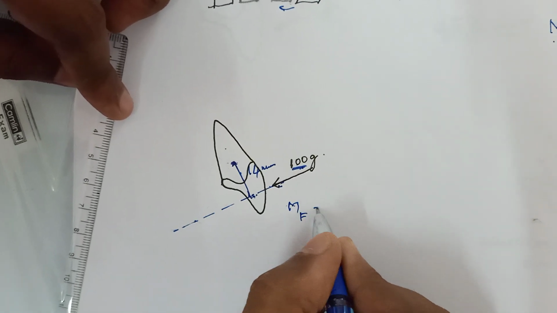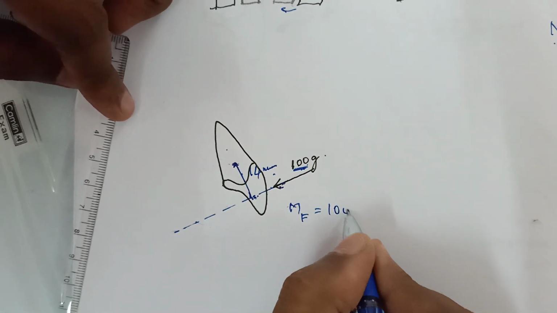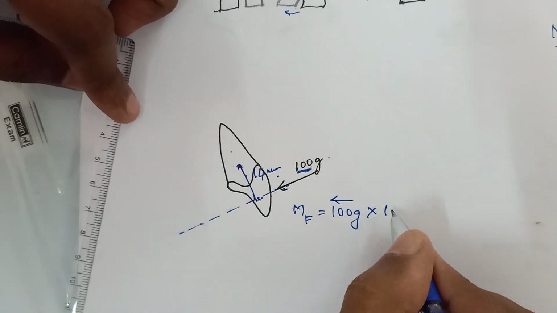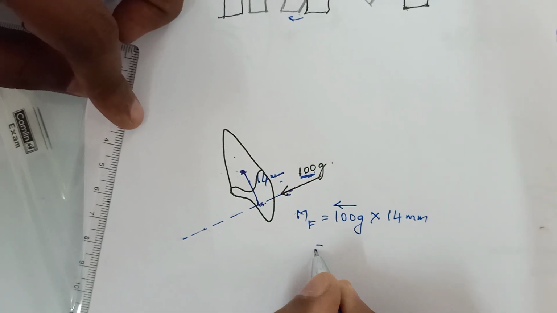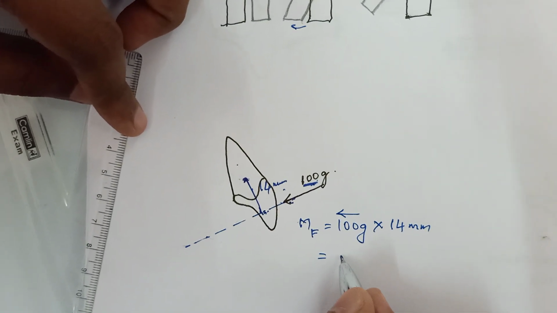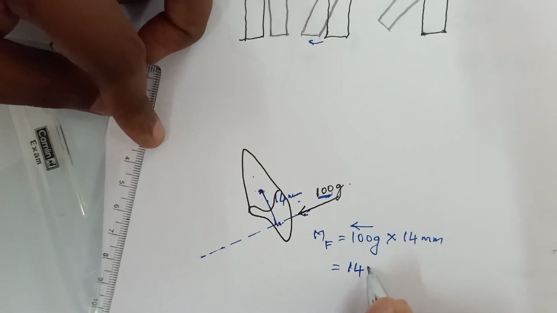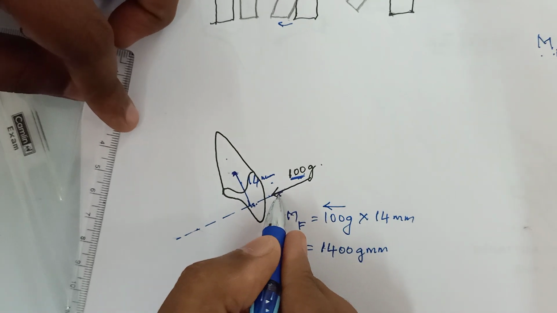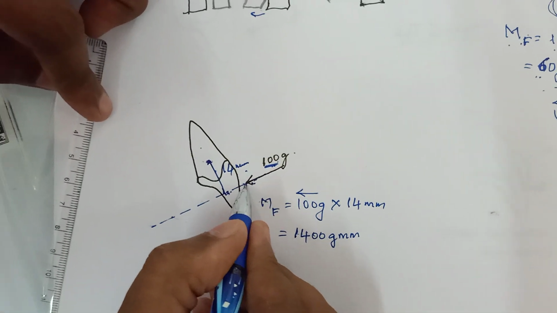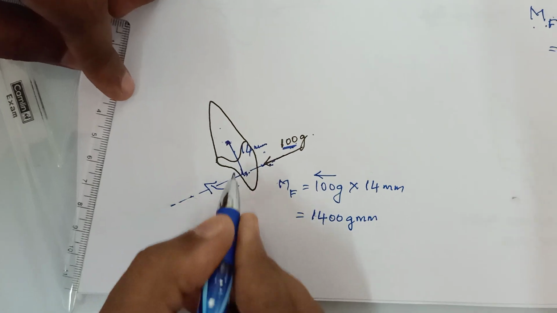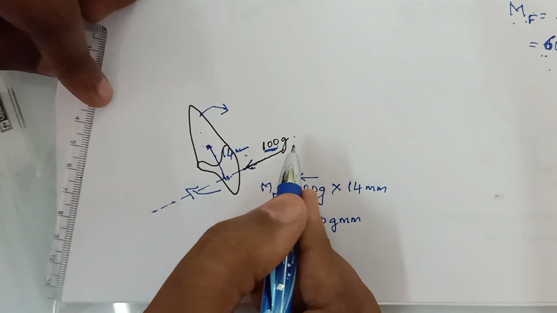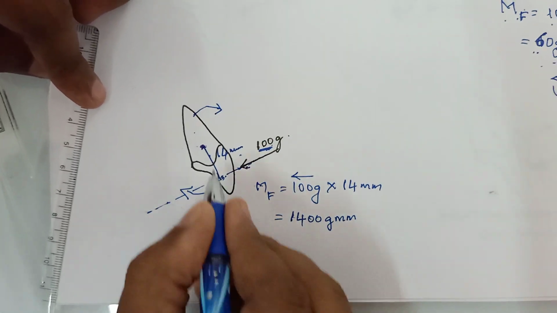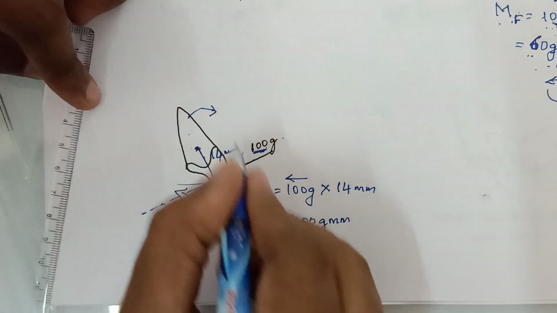The moment of this force will be the force, 100 gram in this direction, into the perpendicular distance we measured, 14 millimeters. So it will be how much? 14 into 100 is 1400 gram millimeter. Now you see how we apply the direction. This means the crown will move palatally, whereas the root will move labially, obviously because this is not through the center of resistance, so there will be uncontrolled tipping. This direction, you see, is clockwise.